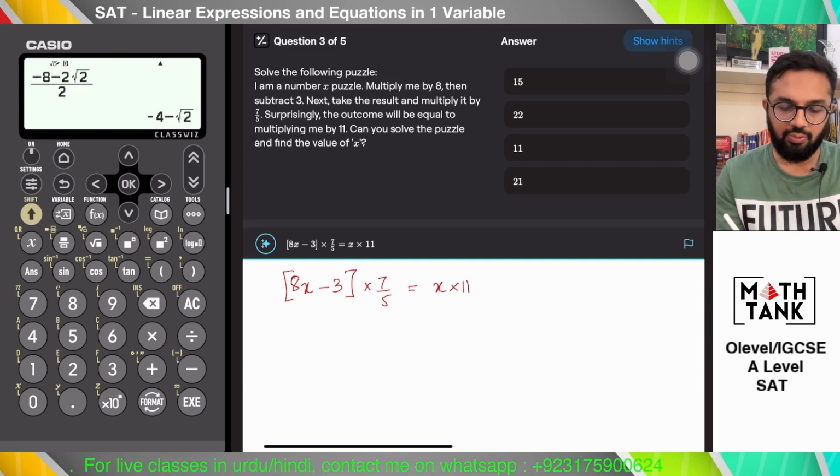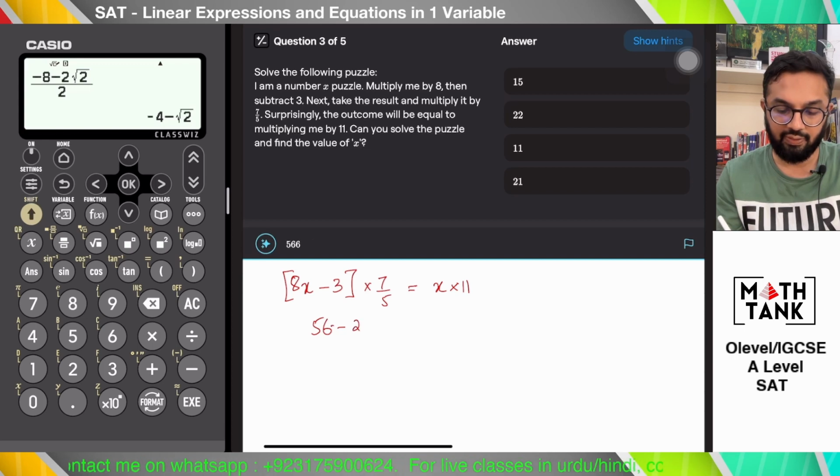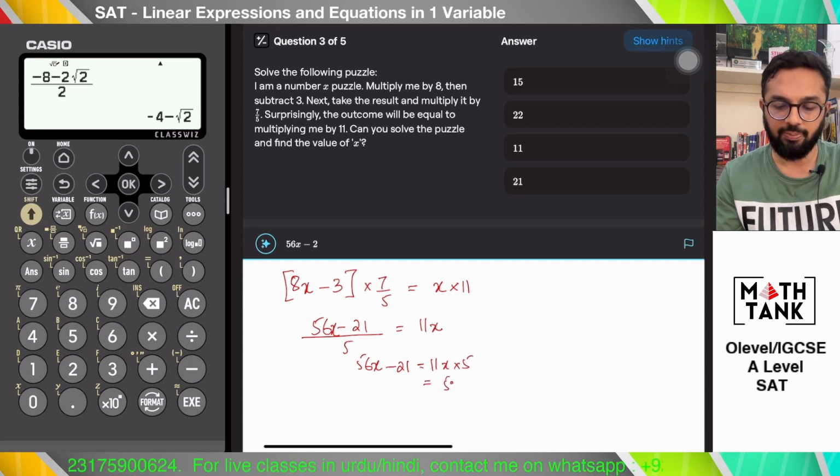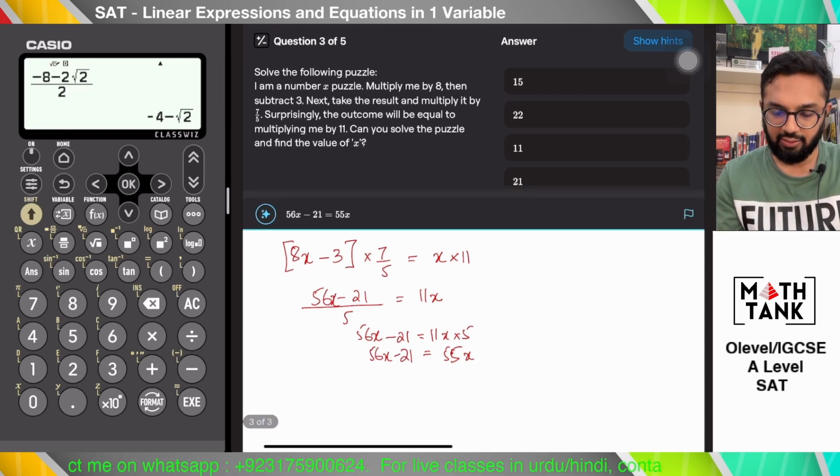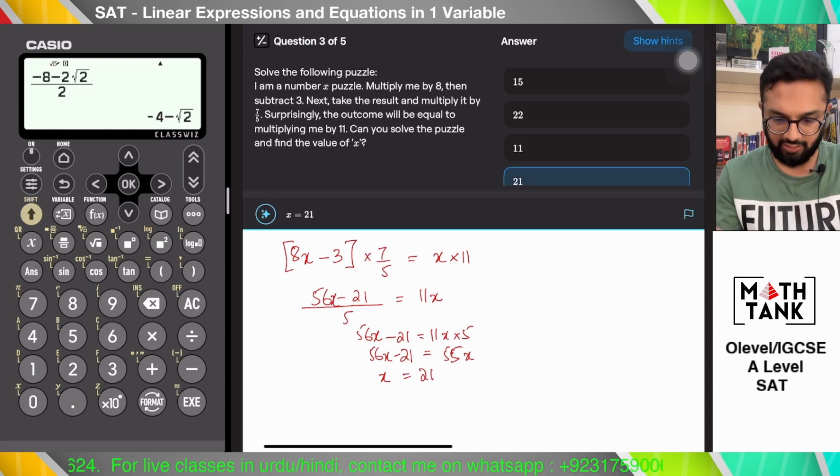Okay, so 7 times 8 is 56x, minus 7 times 3 is 21, divided by 5 equals 11x. So 56x minus 21 equals 11x multiplied by 5. I've cross multiplied, getting 55x. 56x minus 21 equals 55x, so I get x equals 21. I think that should be the correct answer.